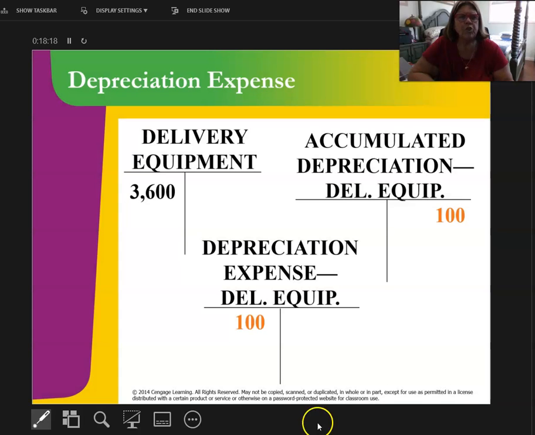And when I finish with this journal entry, here's what it looks like. My delivery equipment was recorded when I purchased it. I will credit accumulated depreciation, and I'll debit depreciation expense. This is my adjusting entry. Now my book value is this minus this, or $3,500. Next month, it'll be the same journal entry, and then the book value will be $3,400, because accumulated depreciation will be $200 after next month.